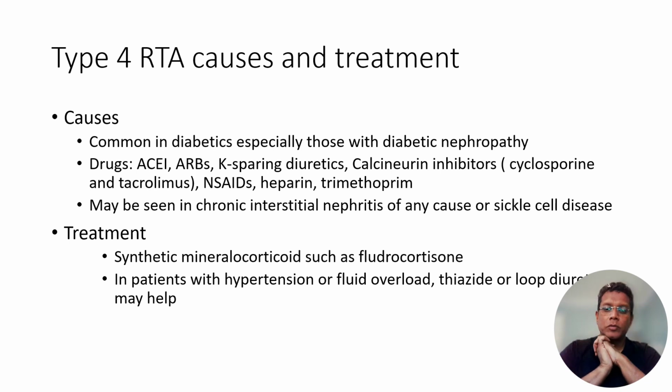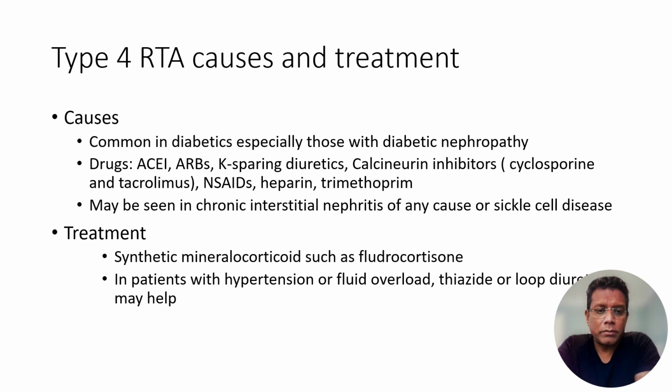Calcineurin inhibitors, cyclosporin and tacrolimus, those of you who have worked in the transplant unit in the course of your training or are transplant physicians, you know that cyclosporin and tacrolimus can give you type 4 RTA. NSAIDs, IV heparin. So over the years, I've seen a couple of patients who after 48 hours of IV heparin in the context of a STEMI or a non-STEMI developed type 4 RTA. Trimethoprim can. It may be seen due to chronic interstitial nephritis of any cause, and for some reason, sickle cell nephropathy causes more of it.